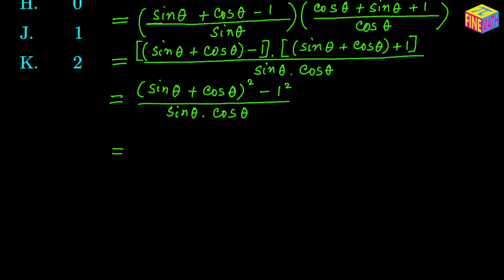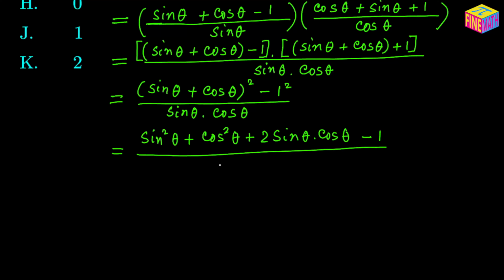So if we remove the parentheses and do the whole square there, that would be sine squared of theta plus cosine squared of theta plus 2 times sine theta times cosine of theta, and minus 1 squared is 1, divided by sine of theta times cosine of theta.